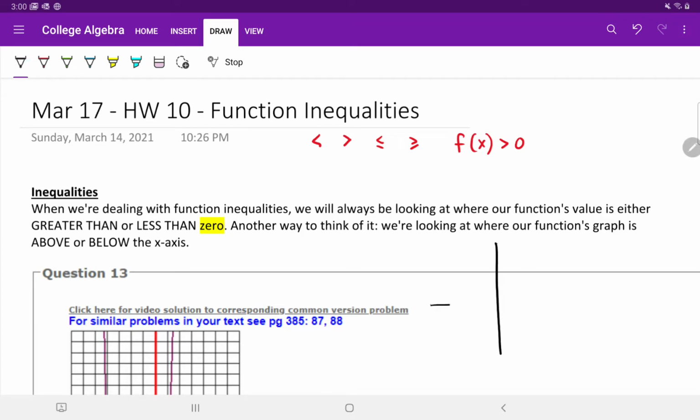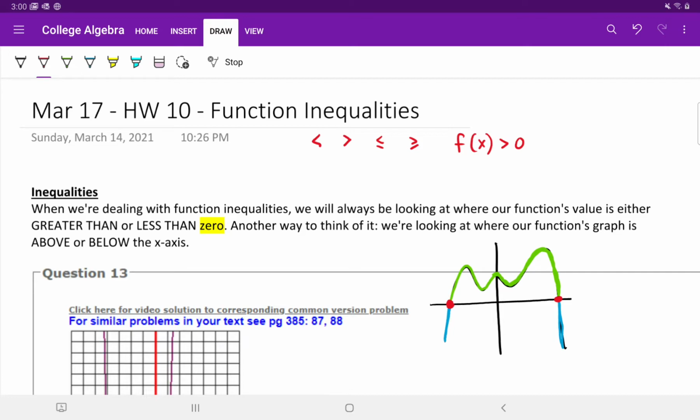Let's think about this. If we have a graph, and I'm just going to draw a random function, it might have some ups and some downs. The places where my function's value is greater than 0 are going to be these values here where my function is above the x-axis, right? Because these are all the positive y values. If we're looking for where our function is less than 0, they would be the values below the x-axis. And if we're looking for places where my function is equal to 0, that would be these points right here where my function actually passes through or intersects with the x-axis itself.